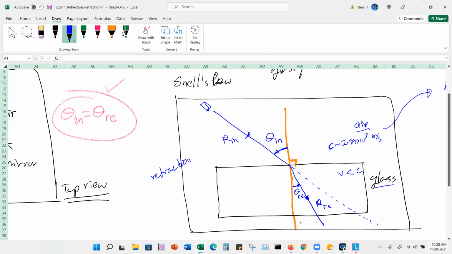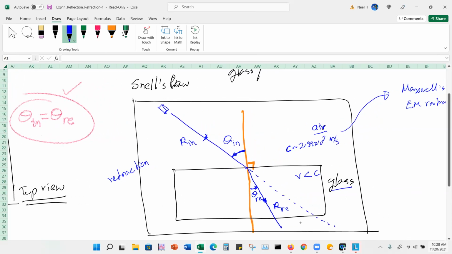Okay, now geometrically he confirmed that the sine of these two angles correlates with the refractive index of each medium.